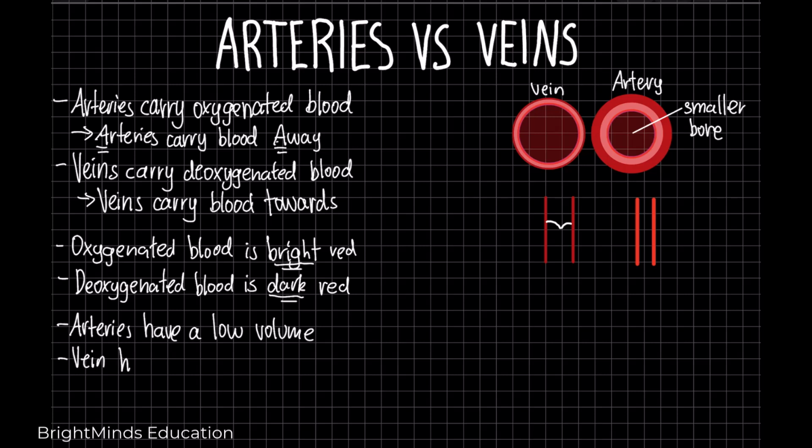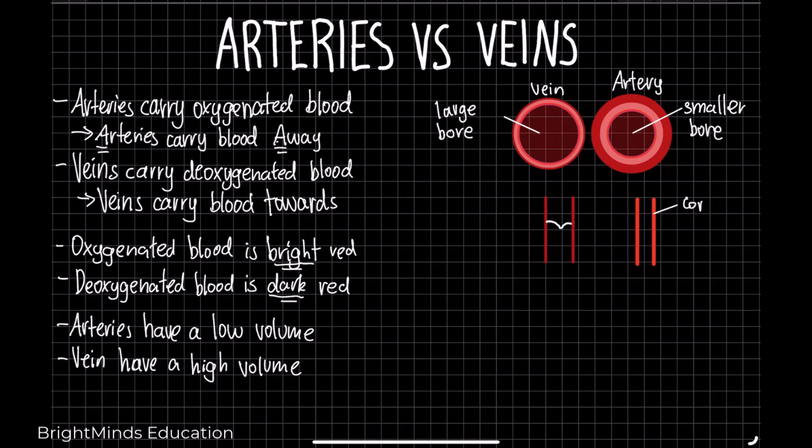Veins have a high volume of blood. They contain around 65% of the blood in your body. And in my diagram again, you can see that it has a larger bore to allow more blood through. The walls of veins are also thinner and weaker because they don't need to withstand the high pressure like arteries do. Artery walls also contain the fiber elastin.